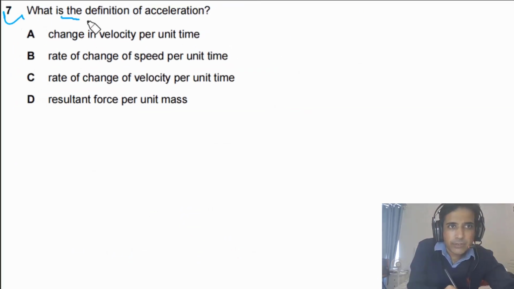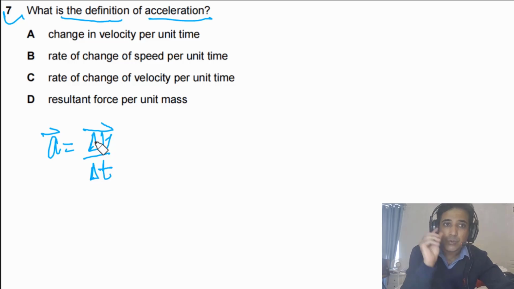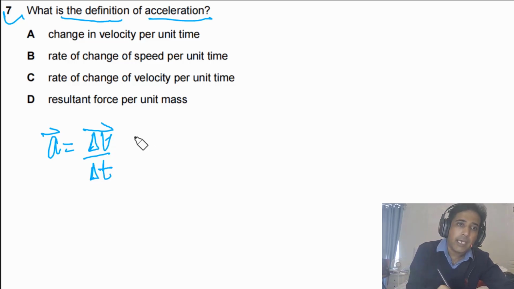Question 7 says what is the definition of acceleration? So simply we can say acceleration is equal to delta v over delta t, and this is a vector quantity, and this is also a vector quantity. So we can define acceleration as the rate of change of velocity, and we need to understand velocity is a vector quantity, so it has direction and it also has magnitude.